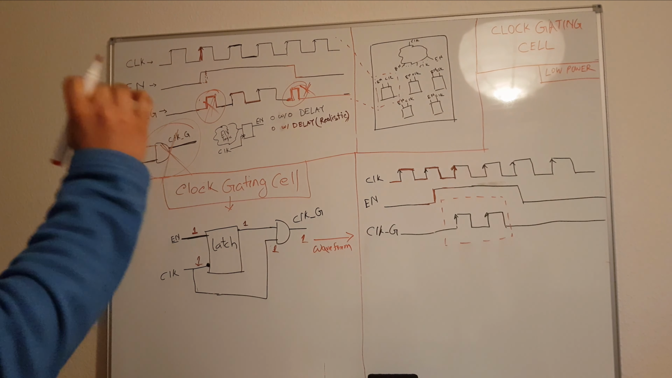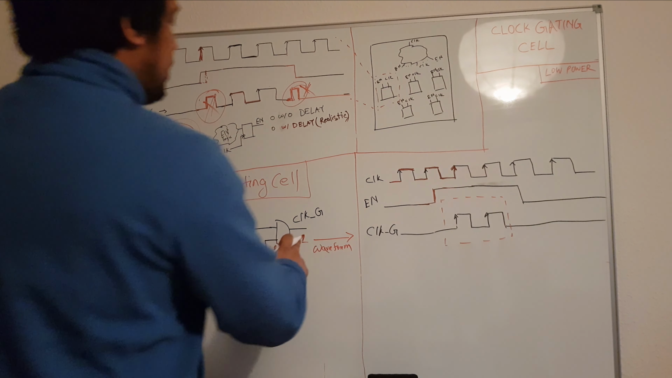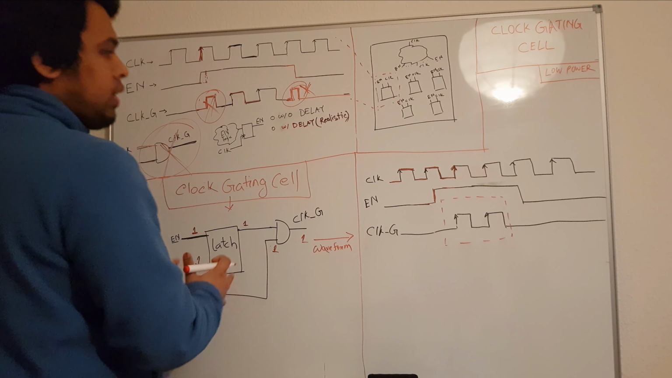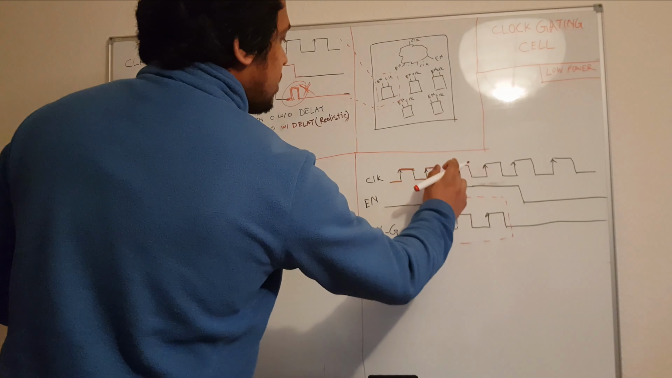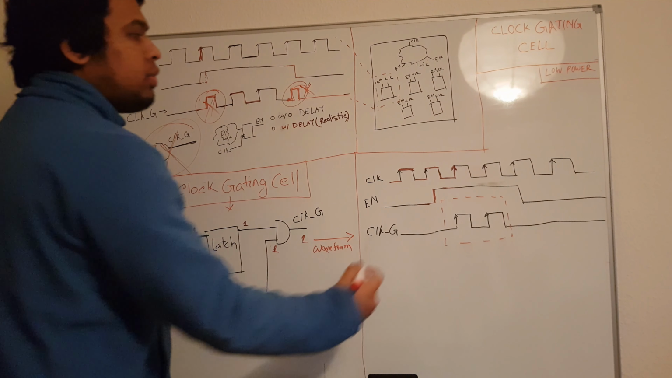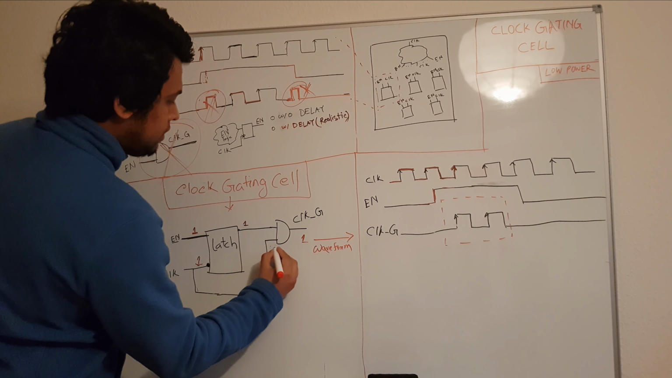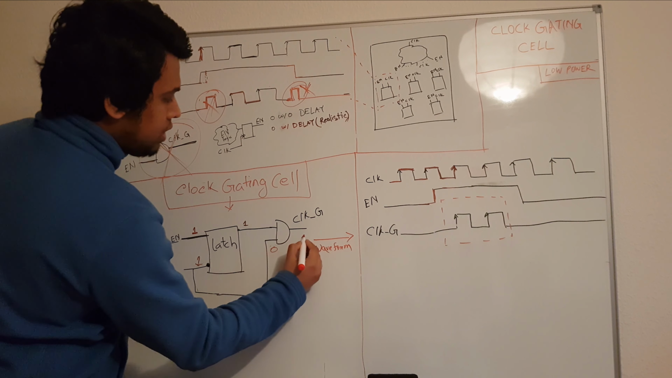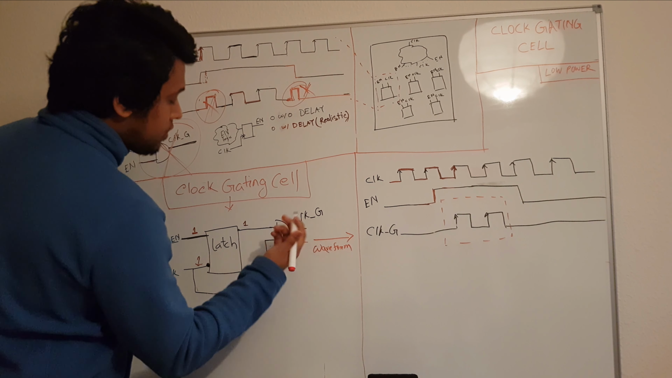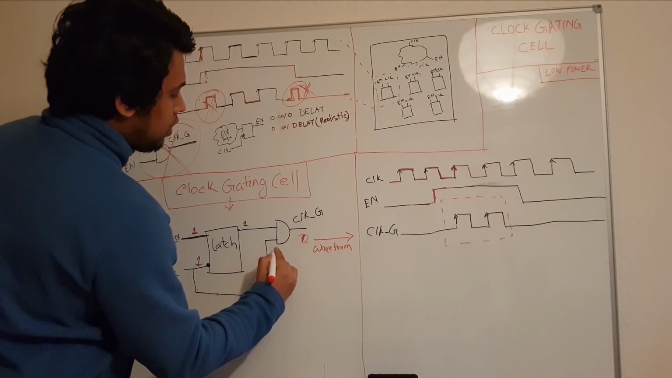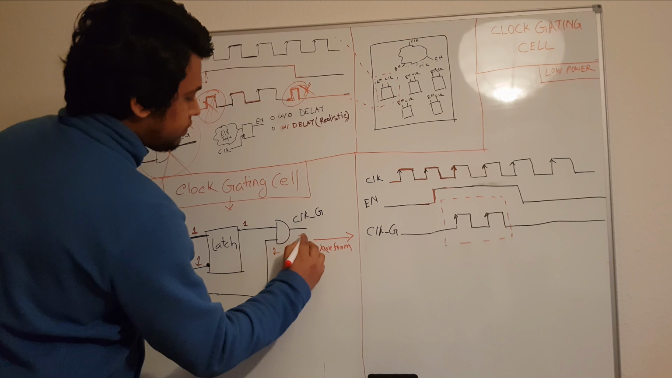Now the output of this whole clock gating system depends on this clock here. That means when the clock goes 0, it will transfer 0. When the clock goes 1, this will transfer 1.